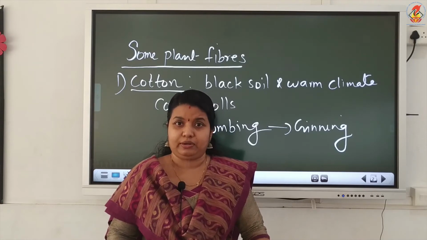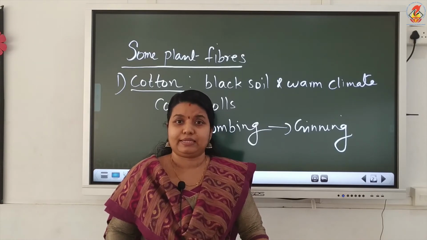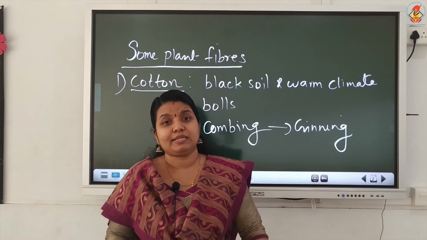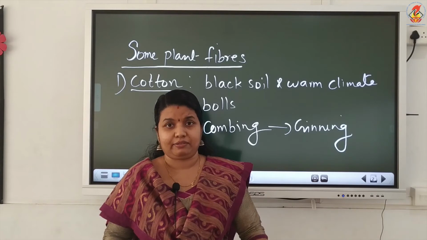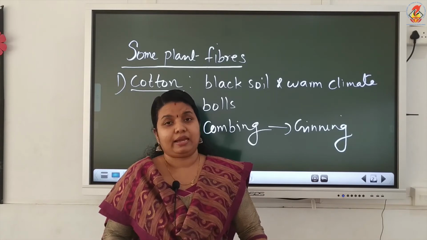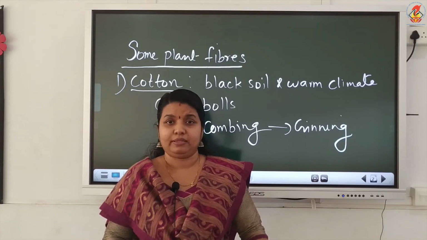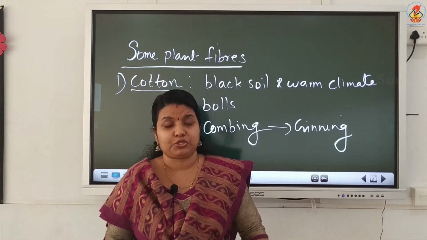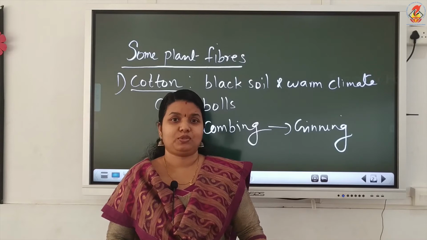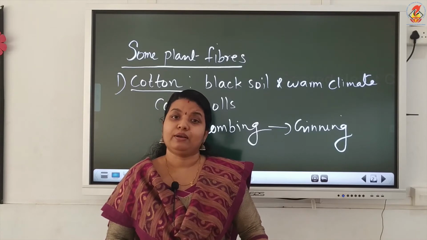Once they are matured, they burst open. Inside the bolls we can see seeds covered with fibers. The fibers can be separated with hand, and the seeds are removed by combing. This is called ginning of cotton. Traditionally it was done with hand. Nowadays machines are available for it. So that is how we get cotton fibers from cotton plant.